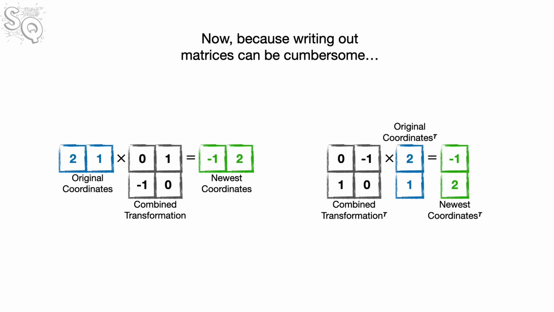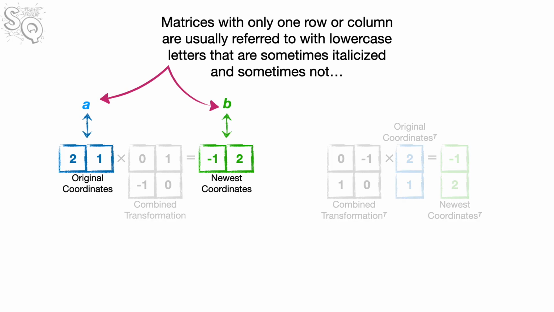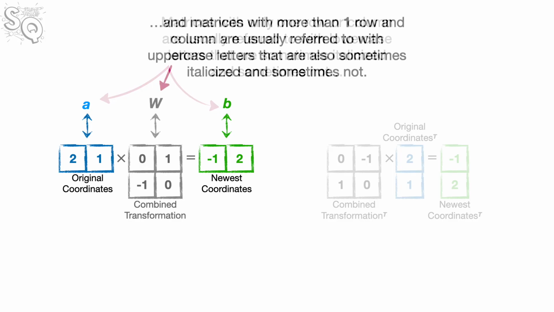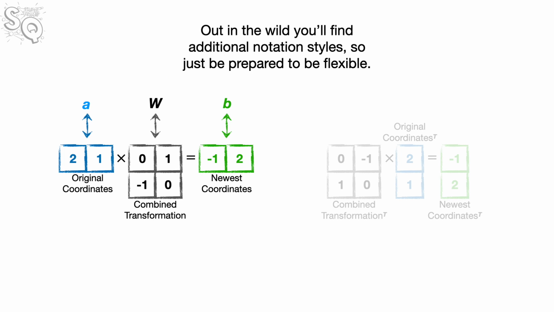Now, because writing out matrices can be cumbersome, people often replace them with variable names. Matrices with only 1 row or column are usually referred to with lowercase letters that are sometimes italicized and sometimes not. And matrices with more than 1 row and column are usually referred to with uppercase letters that are also sometimes italicized and sometimes not. Out in the wild, you'll find additional notation styles, so just be prepared to be flexible.